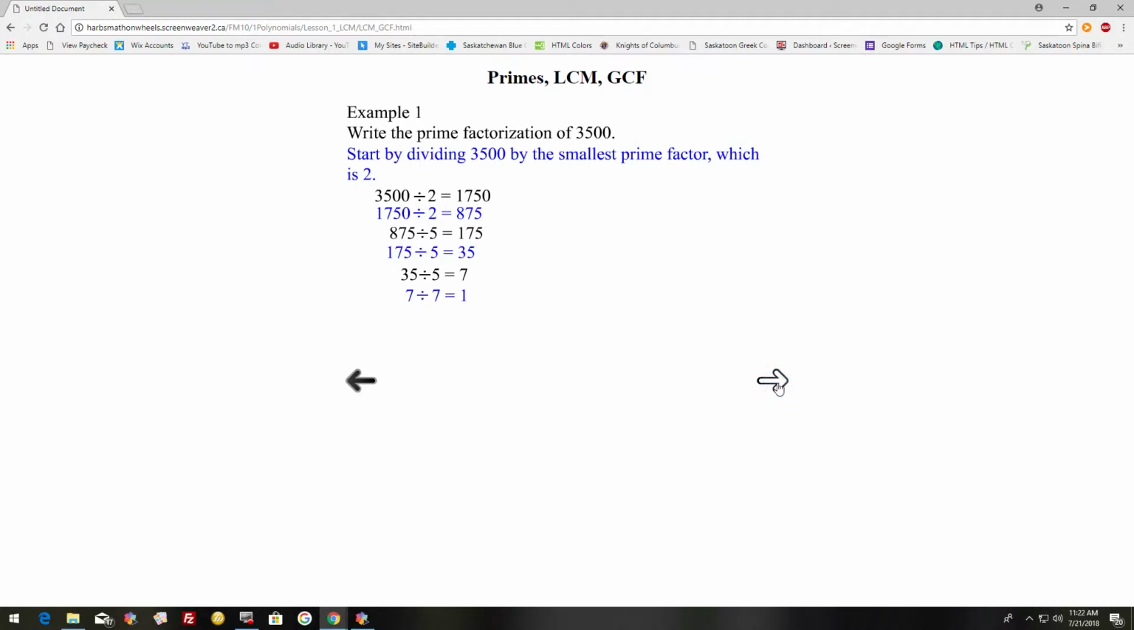We have prime factored 3,500. The prime numbers are 2, 2, 5, 5, 5, and 7. And if we want to see if it works, we go 2 times 2 times 5 times 5 times 5 times 7. And we get the same thing as 2 squared times 5 cubed times 7. And if you do the math on that, you will get 3,500.